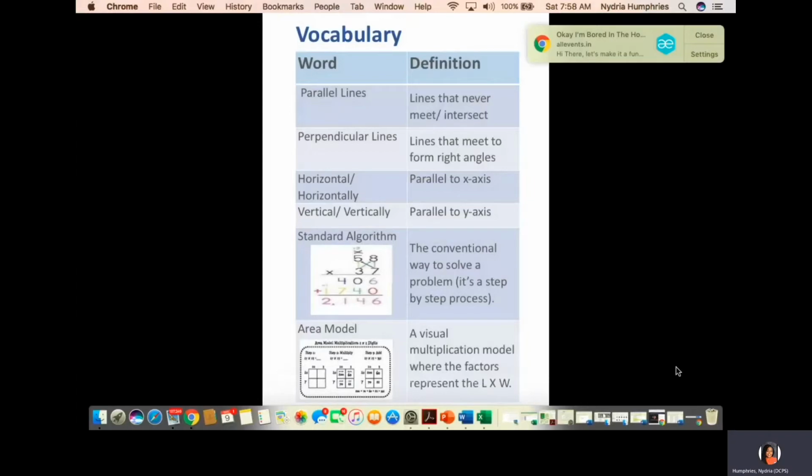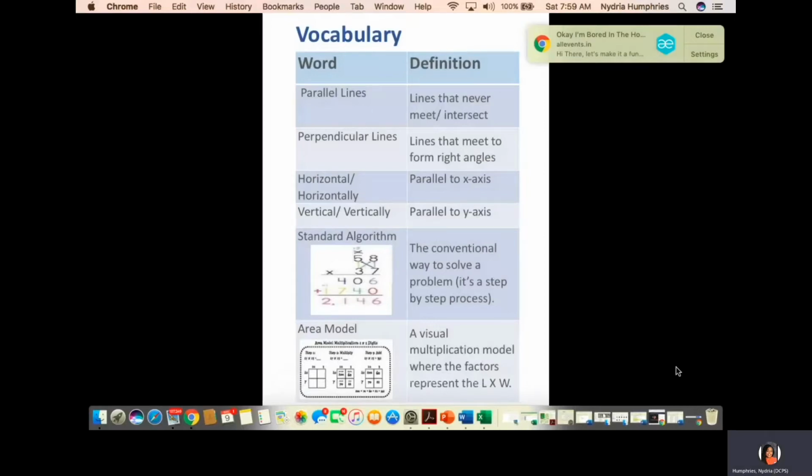Now, on a plane, since we're going to be dealing with coordinate planes, they have vertical and horizontal lines. The horizontal lines on a coordinate plane are parallel to our x-axis, meaning the horizontal lines go from left to right, just like the horizon in the sky. Whereas the vertical lines are parallel to the y-axis, meaning they go from top to bottom.